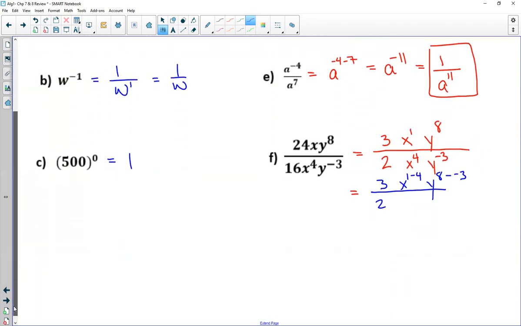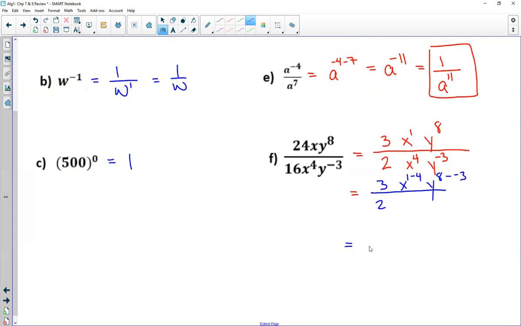Now let's go ahead and start simplifying a little bit more. We're going to be left with 3 over 2. x to the 1 minus 4 would be x to the negative 3rd. And then y to the 8 minus negative 3. It's the same thing as 8 plus 3, so we'll have y to the 11th.